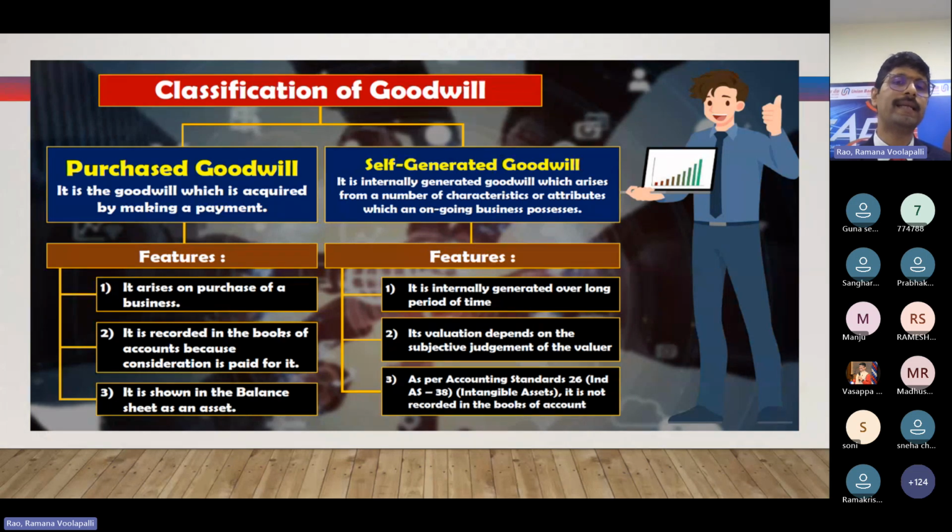How is it generated? It is intentionally generated goodwill, which arises from the number of characteristics or attributes which an ongoing business possesses. The features of it are, it is intentionally generated over a long period of time. Its valuation depends on the subjective judgment of the valuer. As per Accounting Standard 26 (AS 26) on intangible assets, it is not recorded in the books of account.